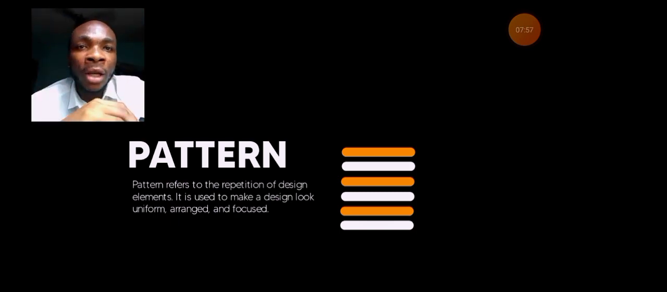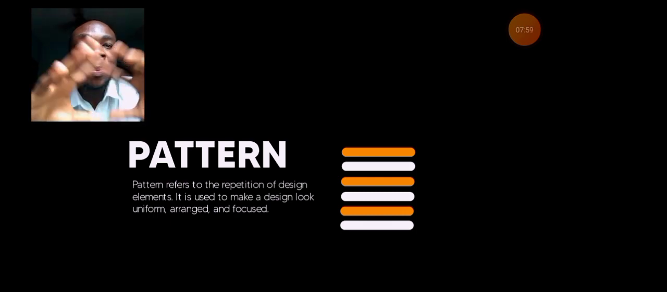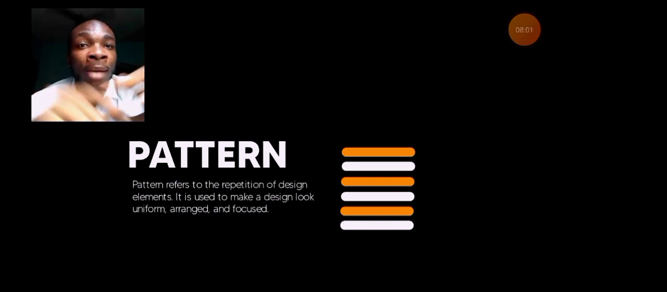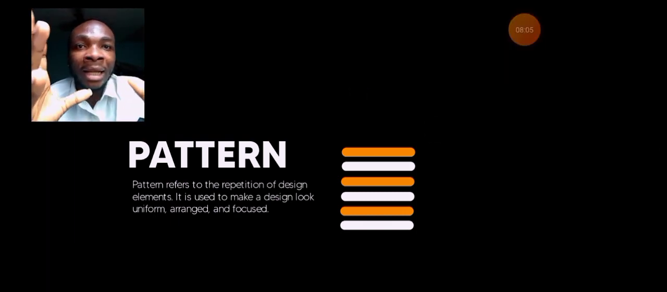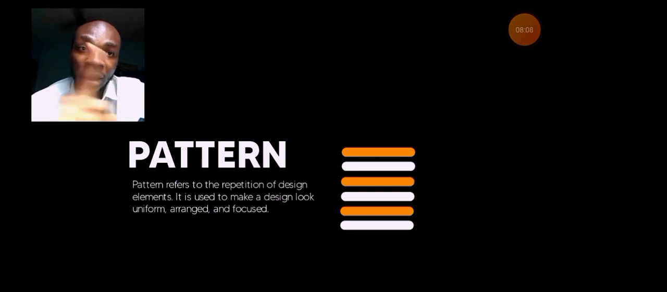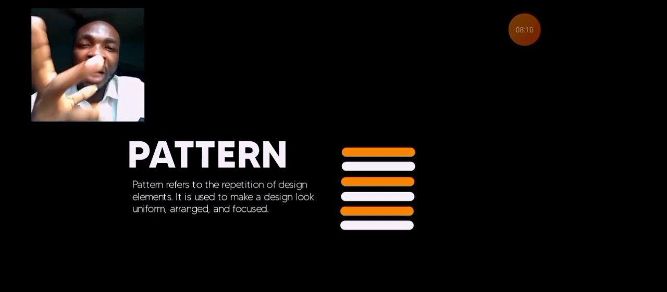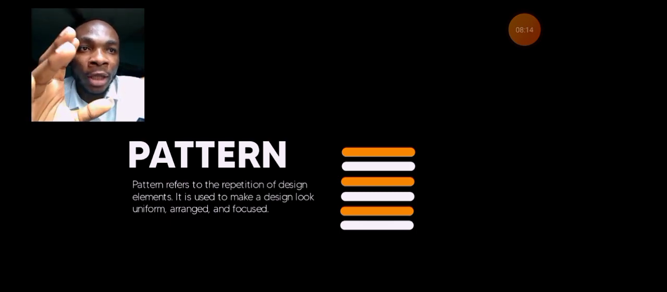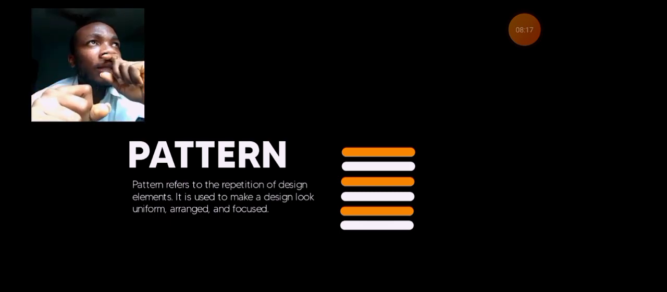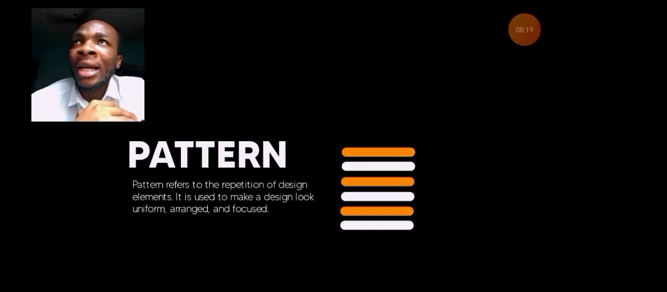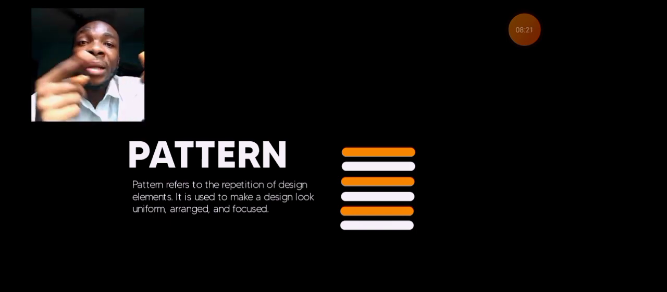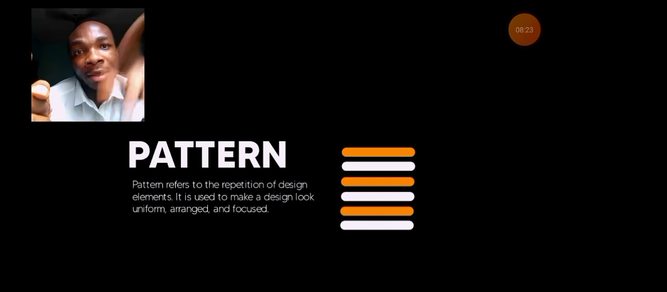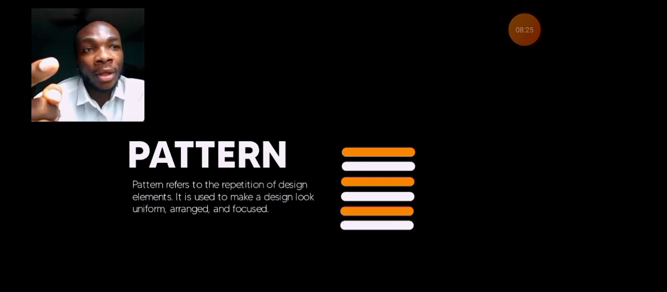You understand? Pattern can also be seen when your background has a texture. Sometimes, not every time, your background cannot just be entirely plain. If you look at the background of this slide, it is plain black. But sometimes it doesn't have to be plain. It needs to have a pattern. Let's say instead of it being plain, there will be some patterns on the background. That's what it means.